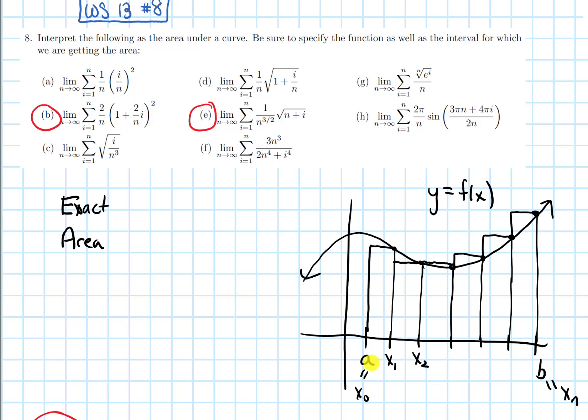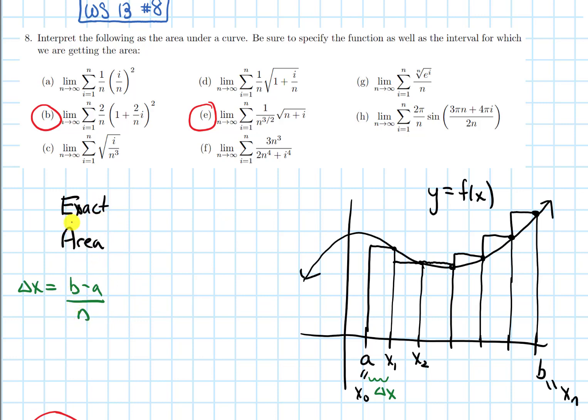And the length of one of these subintervals, we call that delta x. Remember that our formula for delta x in general is we take the length of the whole interval, which is b minus a, and then divide that by the number of rectangles you're splitting it up into, which is n. And that's our formula for delta x.